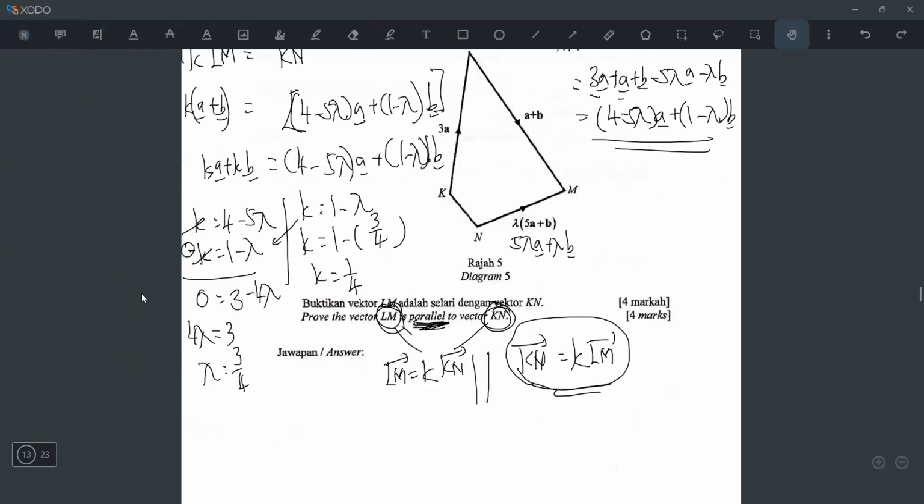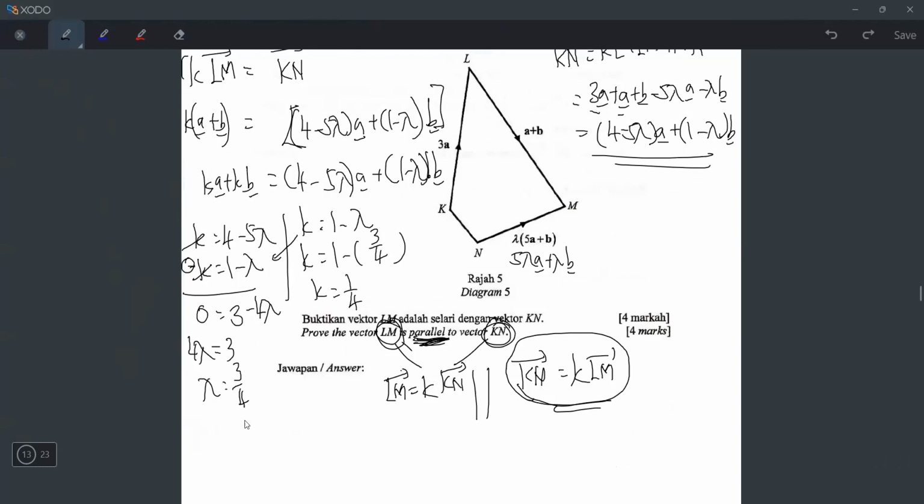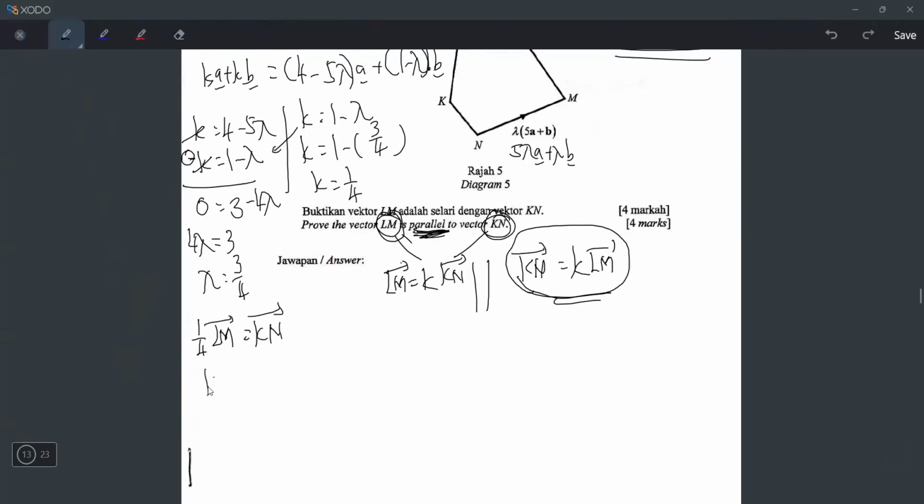So finally, I can write my equation. K is 1 over 4, so I have to look back at the top one. So it will be K times vector Lm, which is 1 over 4 times vector Ln, equals vector Kn, right? Or you can also write it like this: Kn equals 1 over 4 Lm. It is the same thing, doesn't matter. You can write it like this or like this, it's the same.